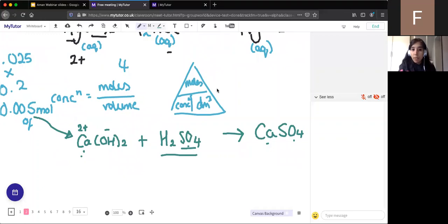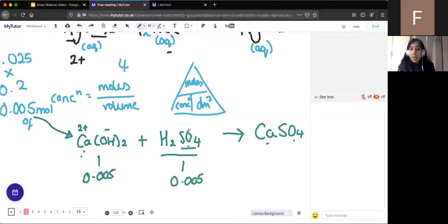So everyone that gave me the formula for calcium sulfate, well done, you were all correct. We've got 0.005 moles of calcium hydroxide. Does anyone know the number of moles of sulfuric acid then, using the equation? What do we think? Okay, so if we use the equation, we know that there is a 1-to-1 ratio. Excellent, so people are saying 0.005. So there's 1 calcium hydroxide reacting with 1 sulfuric acid. So that means 0.005 moles of calcium hydroxide reacts with 0.005 moles of sulfuric acid.